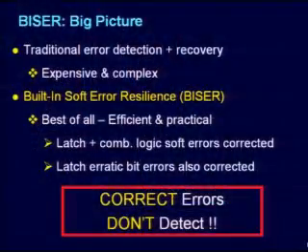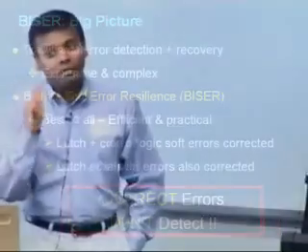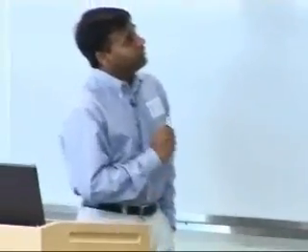So here is the big picture. Here is the key takeaway of all this BISER stuff. If you look at traditional error detection and recovery, number one, it is expensive, and number two, it is expensive not only in terms of hardware cost, it's also expensive in terms of design methodology. I know of at least one microprocessor where people very seriously thought of implementing error detection and recovery, and later on backed off just because of the nightmare of validating that the recovery mechanism will actually recover the way you want it to recover at the right time.